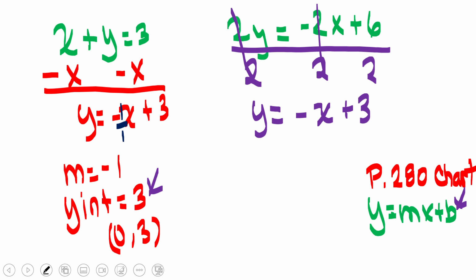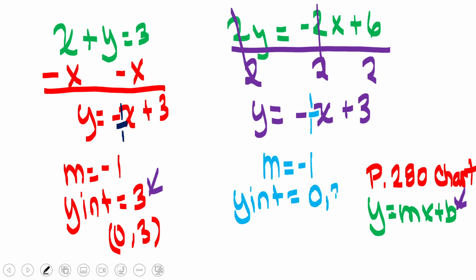Alright, now it's in y equals mx plus b form, and we know that this is now going to be a negative 1 over 1, rise over run for your slope, so m equals negative 1. If we plug in 0 for x, it's just y equals positive 3. So 0, 3 is the y-intercept.